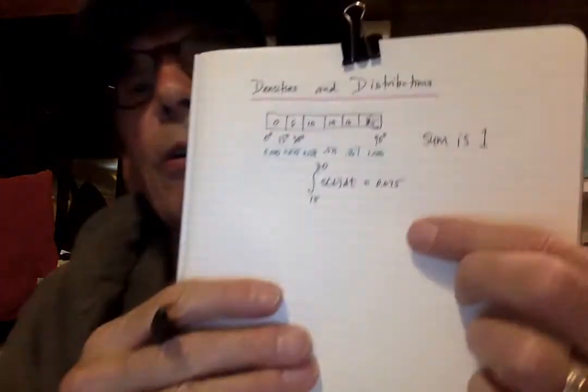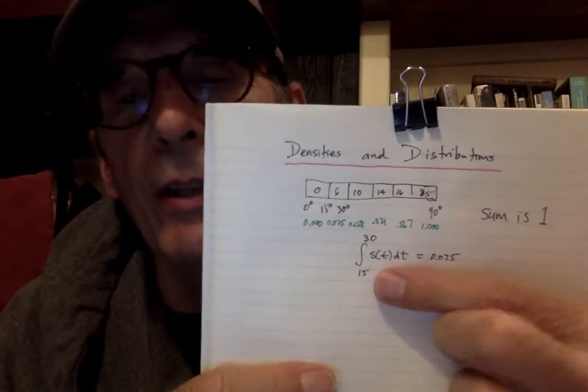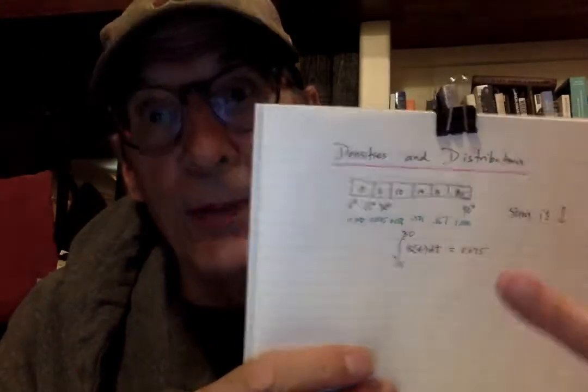So I know what the integral is. I don't know what the function is. Well, we can just keep subdividing, and what's going to happen with the function will become clear. So we're just going to imagine that now we have a function that we've integrated, and we know all the integrals.